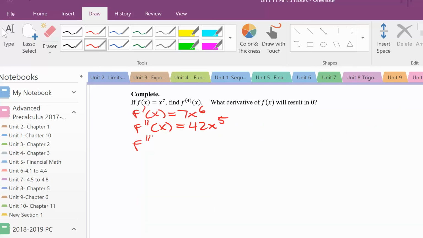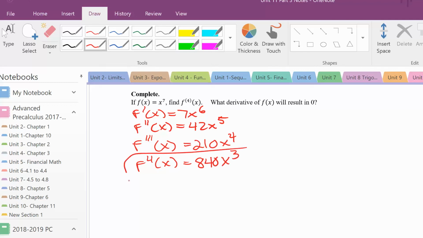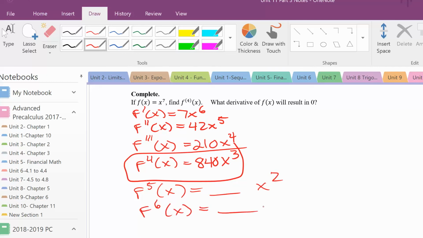The third derivative, 42 times 5 gives me 210, and x to the 4th. And then the fourth derivative, 210 times 4 is 840, x to the 3rd. Which derivative would result in 0? Well, if you kept doing the derivatives, the fifth derivative would be something x squared. The sixth derivative would be something x. The seventh derivative would be a constant. So the eighth derivative would be 0.